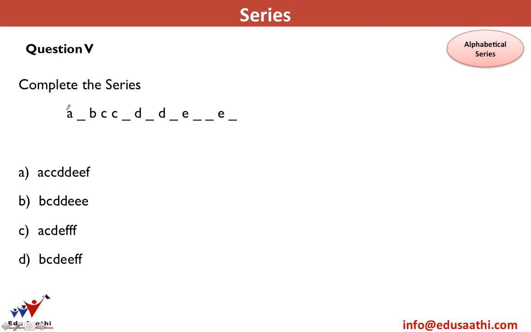Let's try out this another question. I have a series and then I have more than a couple of blanks here. We have to fill these blanks. I know that the answer options has only A, B, C, D and F. So something till F only has to figure out in these blanks.